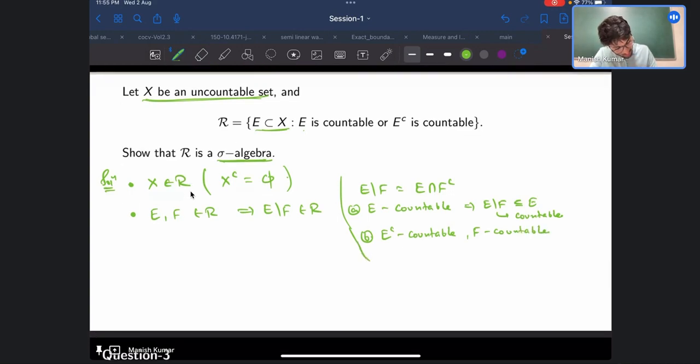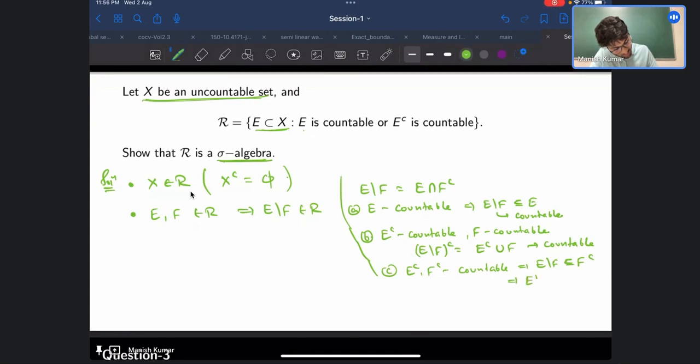Okay, in this case, E minus F complement, if I do, I'll get E complement union F, and this is countable. Union of countable sets is countable, so this is countable. In the third case, when E complement and F complement are both countable, again E minus F, since it is a subset of this F complement, is countable. So E minus F is countable.